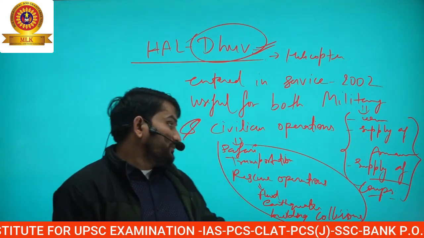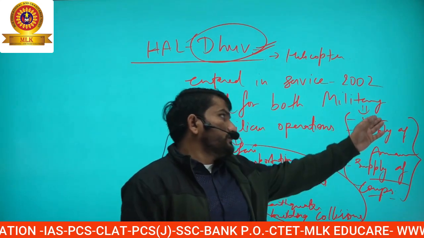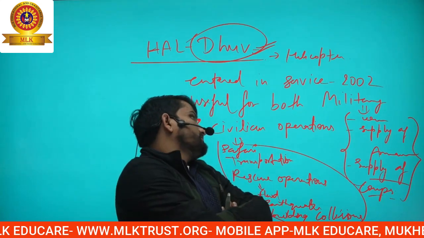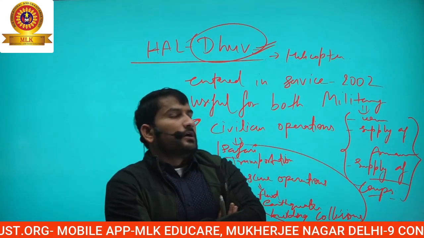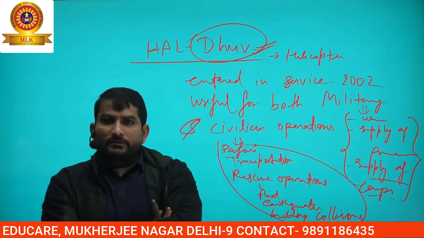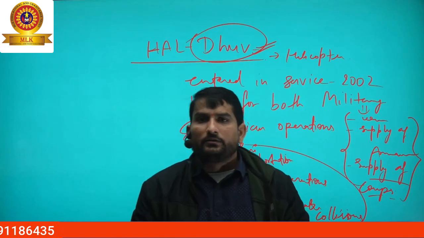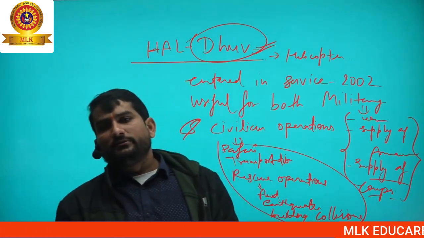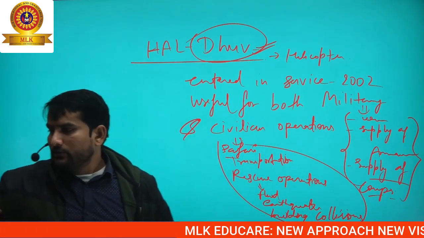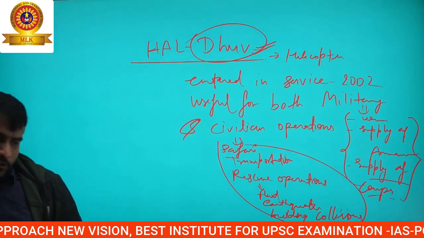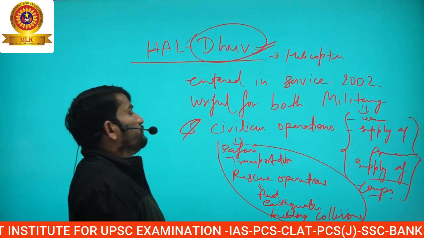Apart from this, it is also used in war. For example, a gunner is on the helicopter, and by using the LMG he can fire at the enemies. These are the basic uses of the helicopter.